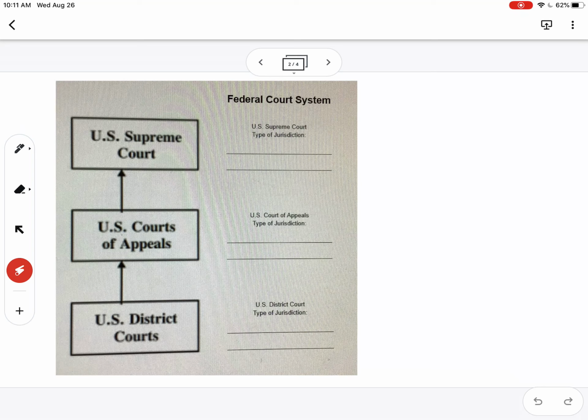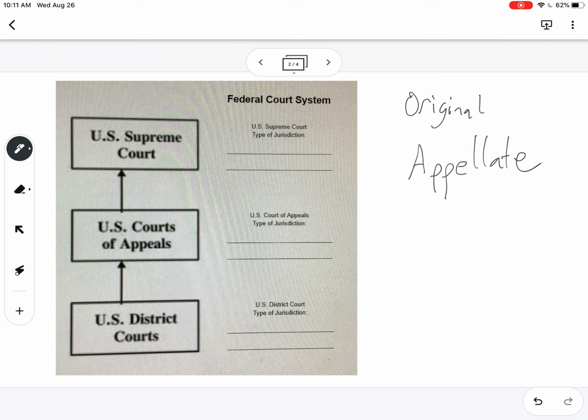All right. On to the federal court system. So, the federal court system, as I said, we're going to first focus on original jurisdiction and appellate jurisdiction. So, original jurisdiction, remember, is the court's right to hear the case first. Appellate jurisdiction is the court's right to hear the case second, or to hear a specific appeal.